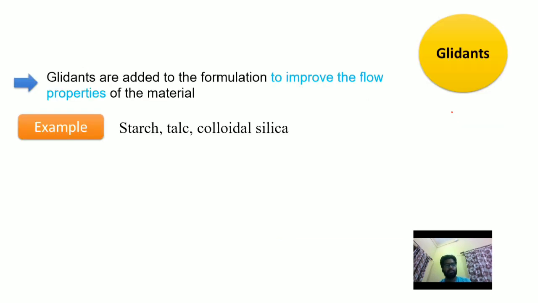So coming to the next ingredient, glidants. See, glidants are those substances which are used in the formulation to improve the flow property of the material. Examples are starch, talc, colloidal silica. They are used within the tablet forming ingredients to improve the flow property of those particular materials, when the materials are coming through the hopper.